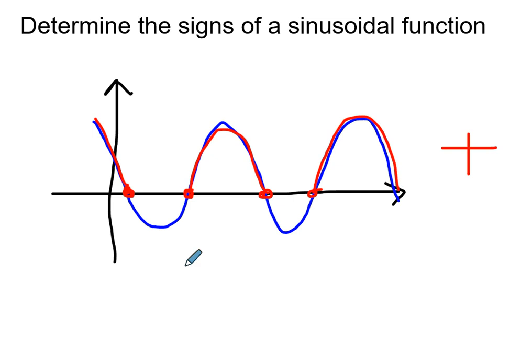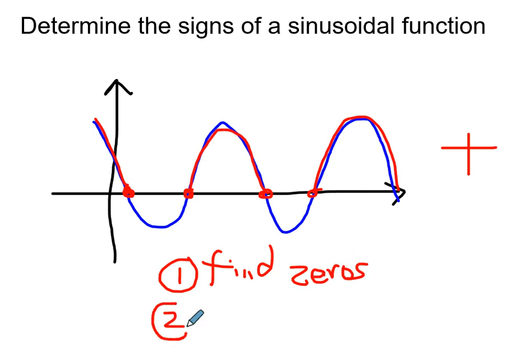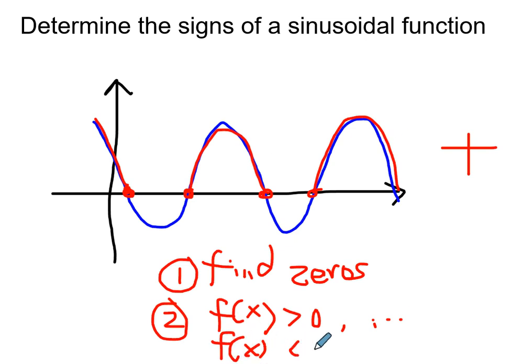So really step one, you would need to find the zeros. And then after, you need to find out when is your function greater than 0, and that's the part that is in red. Or when is your function smaller than 0, or negative, and that's the part that would be in blue.